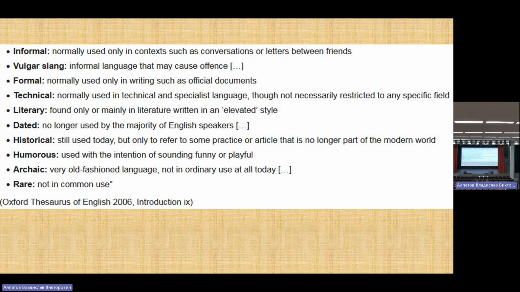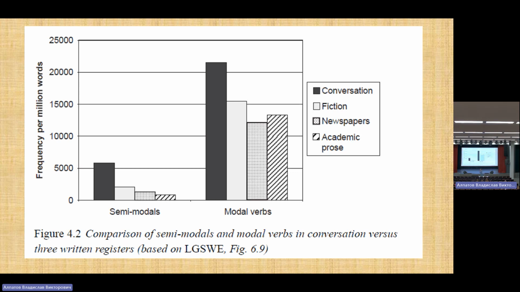But in fact, it's not only the vocabulary which determines the style. It's much more. For example, if we compare the frequency of use of semi-modals and modal verbs in conversation versus various written registers, we see that the frequency of semi-modals and modal verbs is much, much higher in informal conversation, right? In informal oral conversation. And this is not about the stylistic coloring of the words. This is about how we use grammar. So what I'm driving at is that styles involve not only the stylistically colored words, although this is probably the most noticeable part of each style, but they also involve many other things, including grammar.